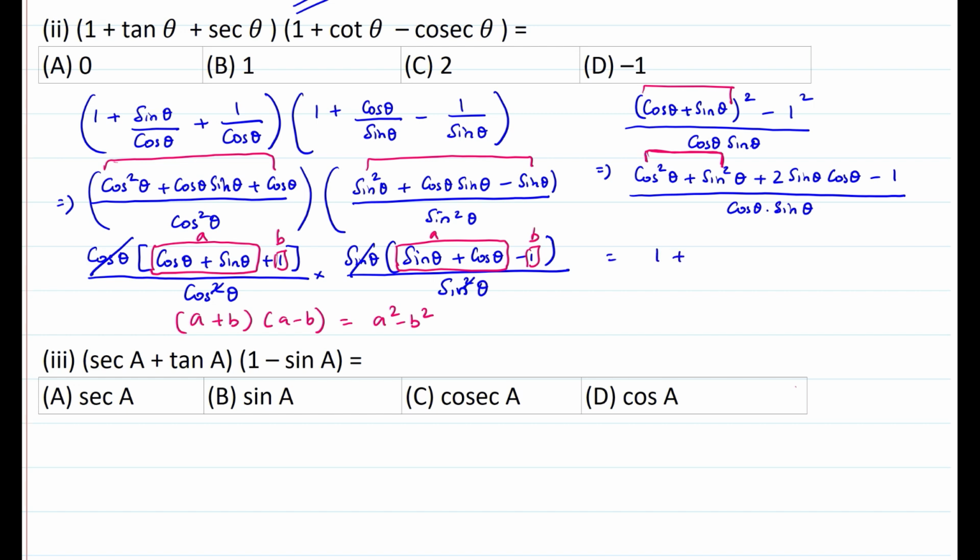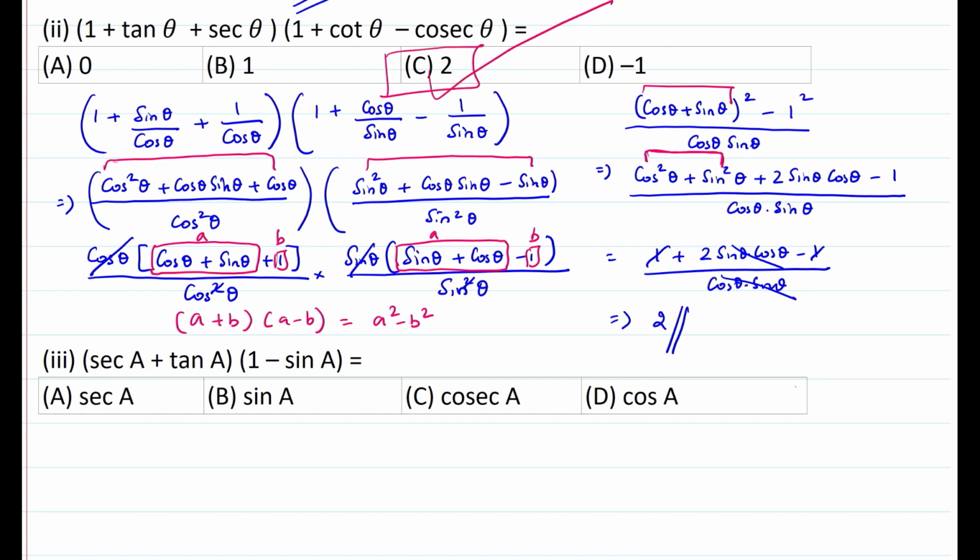1 plus 2 sin theta cos theta minus 1 divided by cos theta into sin theta. The 1s get cancelled. These two will get cancelled. What is remaining will be only 2. So 2 is the correct answer. The only option which has got 2 is option C. So option C is the correct answer.